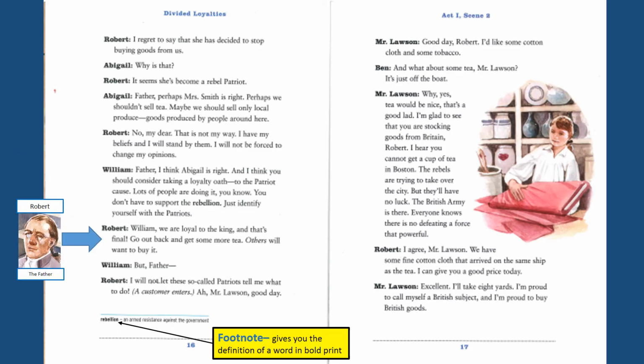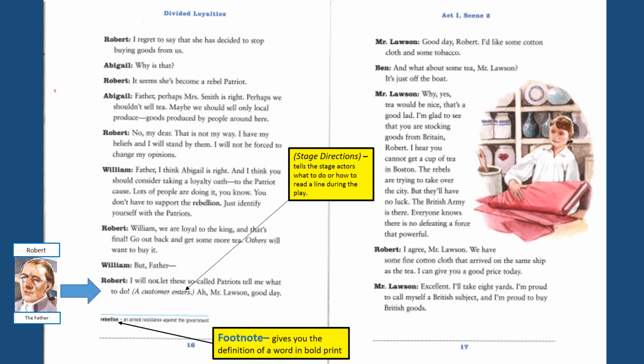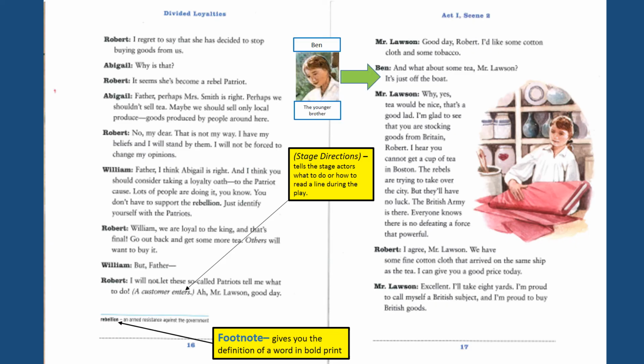William, we are loyal to the king, and that's final. Go out back and get some more tea. Others will want to buy it. But, Father, I will not let these so-called patriots tell me what to do. Ah, Mr. Lawson, good day. Good day, Robert. I'd like some cotton cloth and some tobacco. And what about some tea, Mr. Lawson? It's just off the boat. Why, yes, tea would be nice.